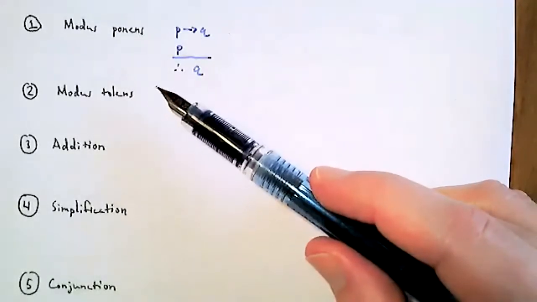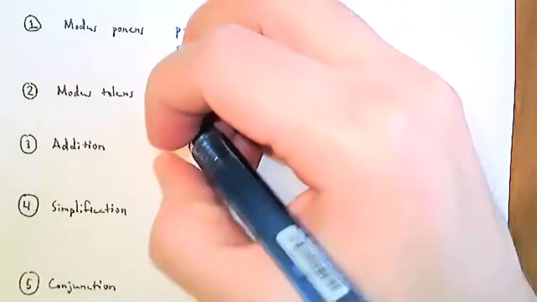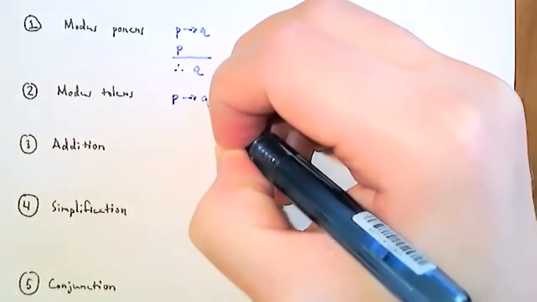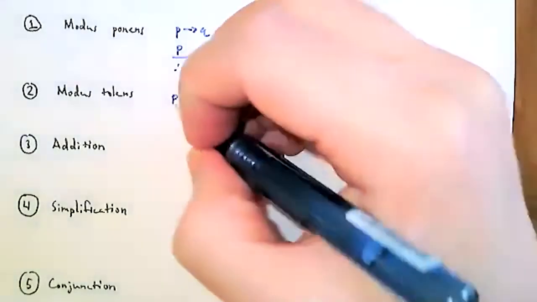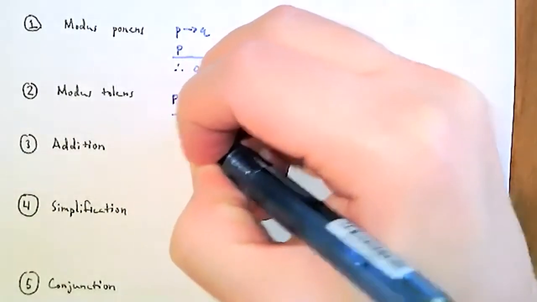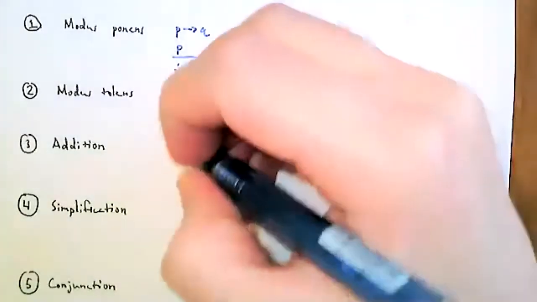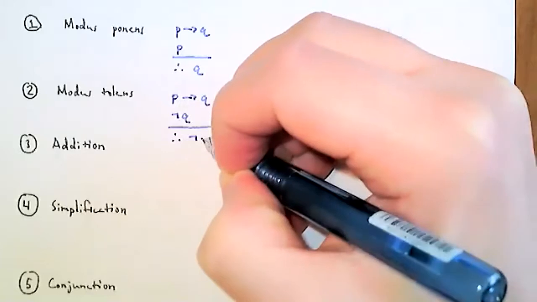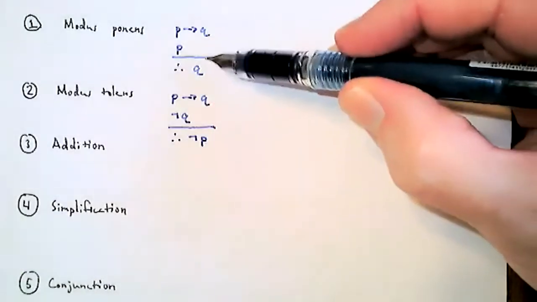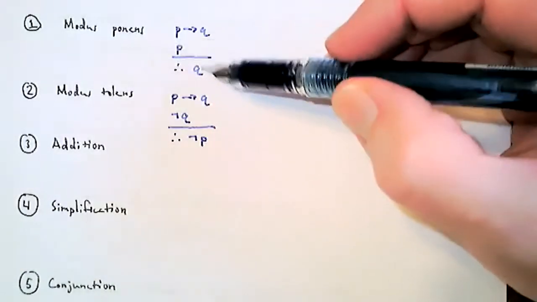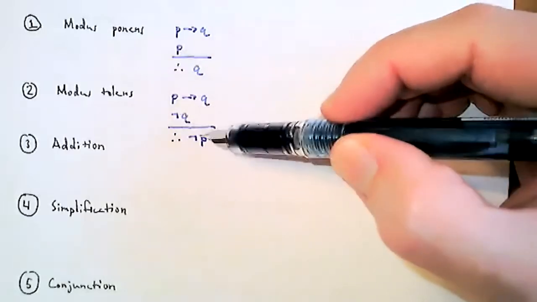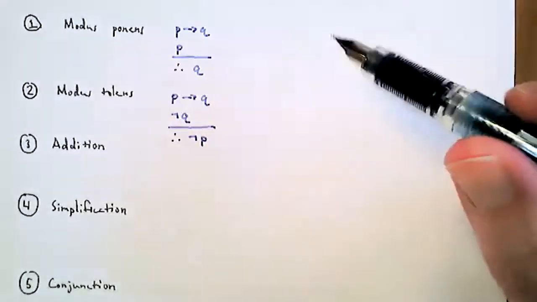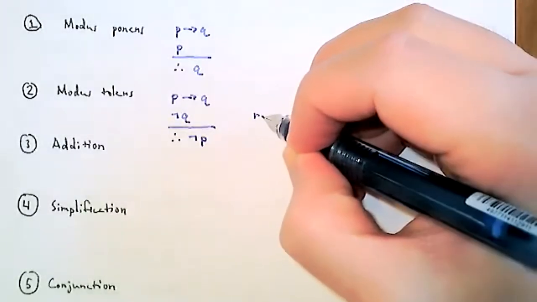Modus tollens, the next one, is similar. It starts the same way: if P, then Q. But the next row has not Q, and the conclusion is not P. So it almost looks like we reversed these. So I switched P and Q and I put negations on everything. Hopefully that rings a bell from last time, because this relates to the contrapositive.